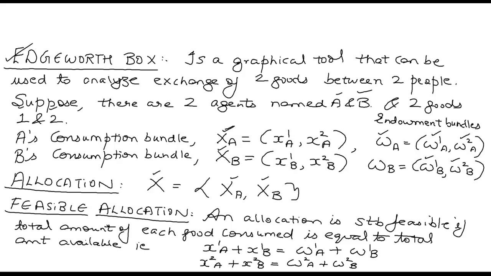And when is an allocation said to be feasible? It is said to be feasible if the total amount of each good consumed is exactly equal to the total amount available in the economy. So the total amount of good 1 consumed by both agents A and B should be equal to the total amount of good 1 available in the economy, which is omega 1A plus omega 1B, and the total amount of good 2 consumed by agents A and B should be equal to the total amount of good 2 available in the economy, which is omega 2A plus omega 2B.